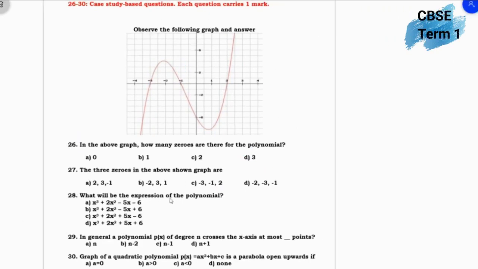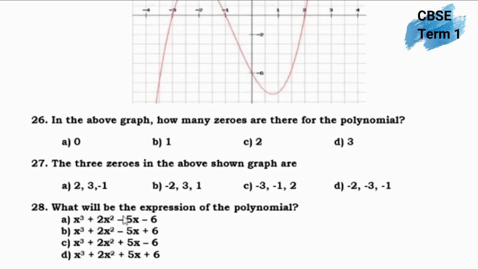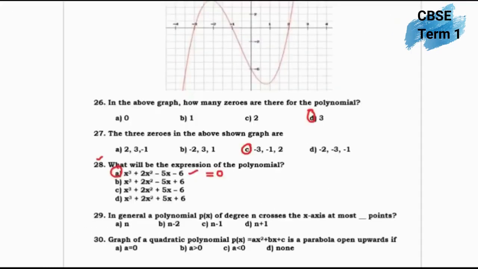28th question, what will be the expression of the polynomial? So we have to find which is the correct cubic polynomial satisfying the points -3, -1 and 2. The correct option for this question is A, because A itself is satisfying -3, -1 and 2. If we replace x with -3, -1 and 2 in the cubic polynomial, the result is 0. So correct option for 28th question is A.